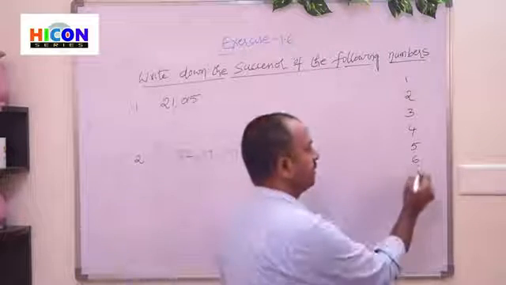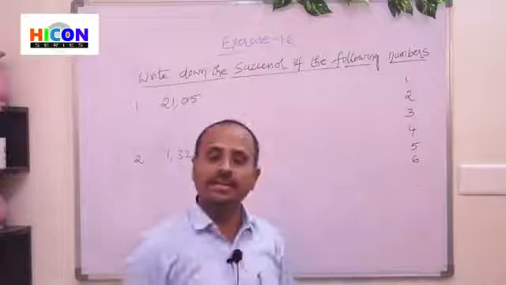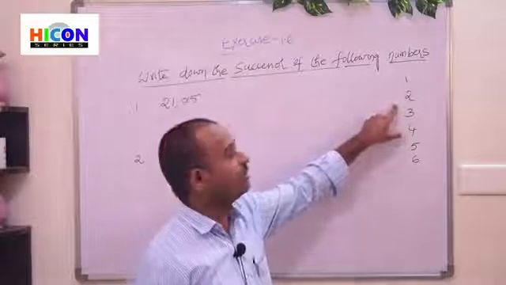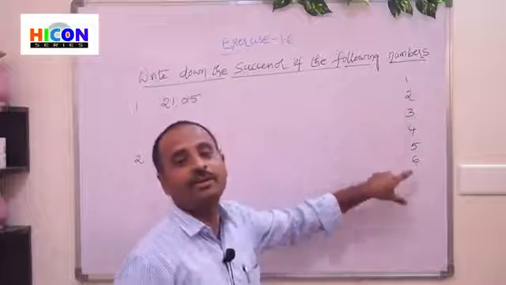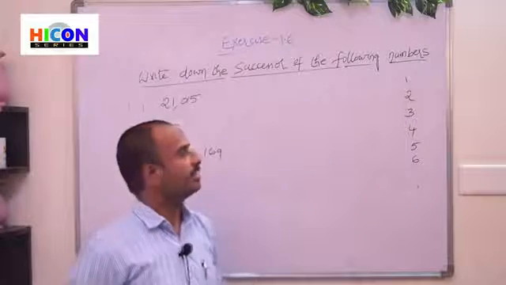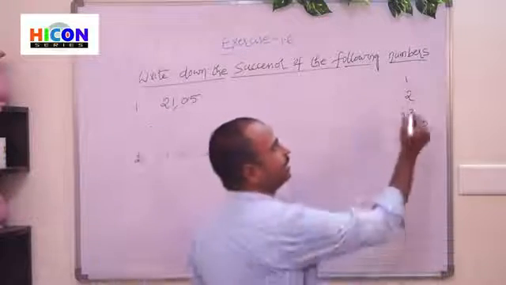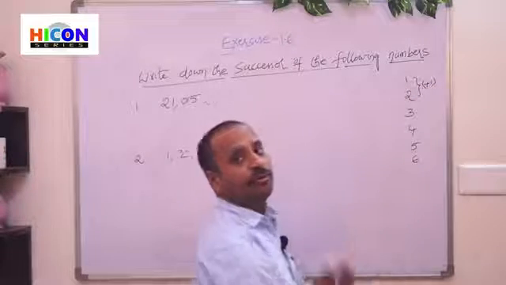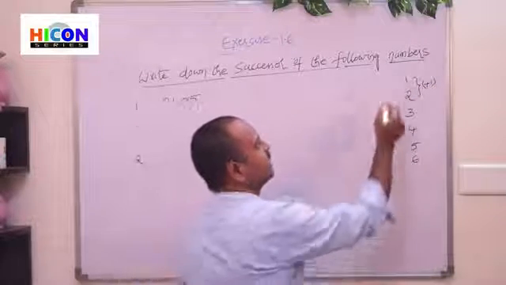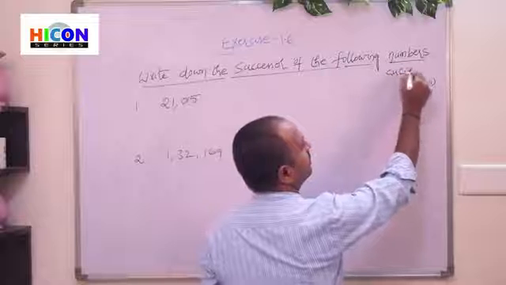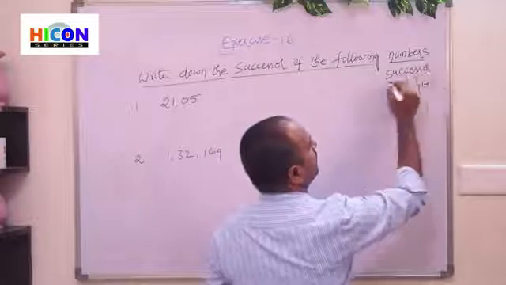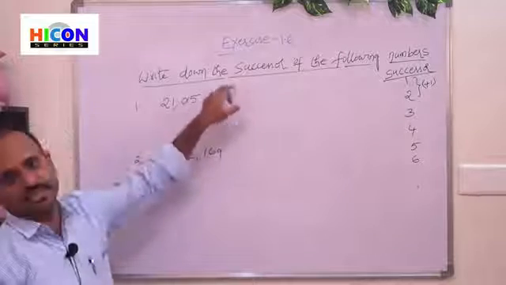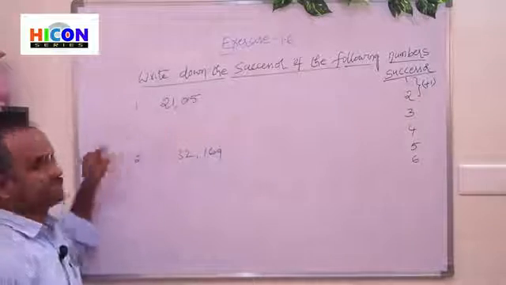So children, in this way, we can write the successor for any number. Successor means the number which comes just after the given number, and the successor can be obtained by adding 1 to the given number. So children, let us see an example. Let us see a problem on how to write the successor. There are 2 problems given.